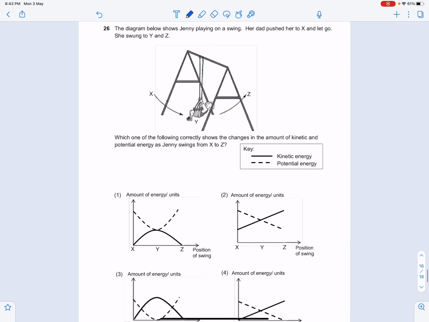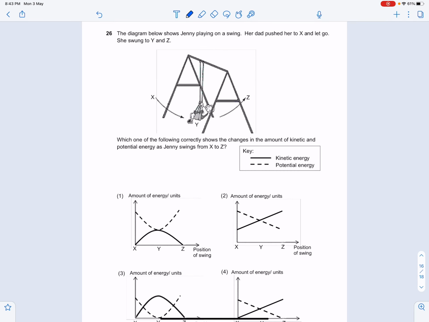Number 26. The diagram below shows Jenny playing on a swing. Her dad pushed her to X and let go. She swung to Y and then to Z. Which of the following correctly shows the changes in the amount of kinetic and potential energy as Jenny swings from X to Z? Now this is actually quite a classic question.